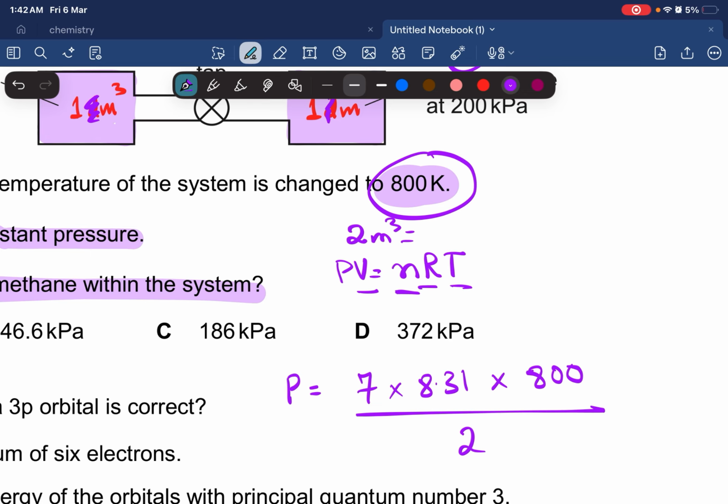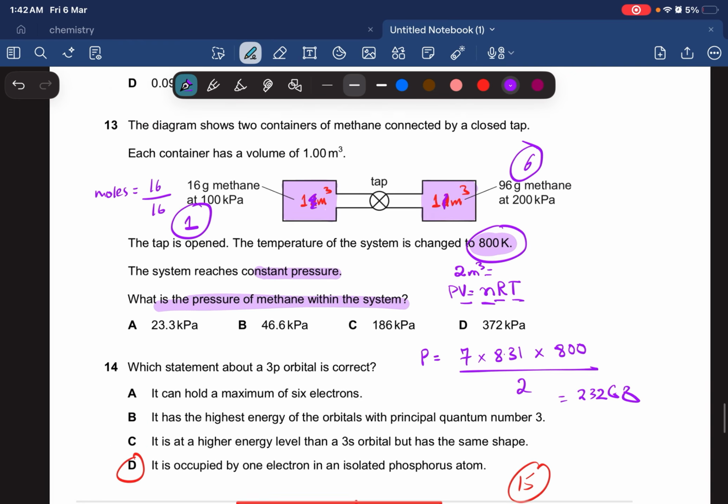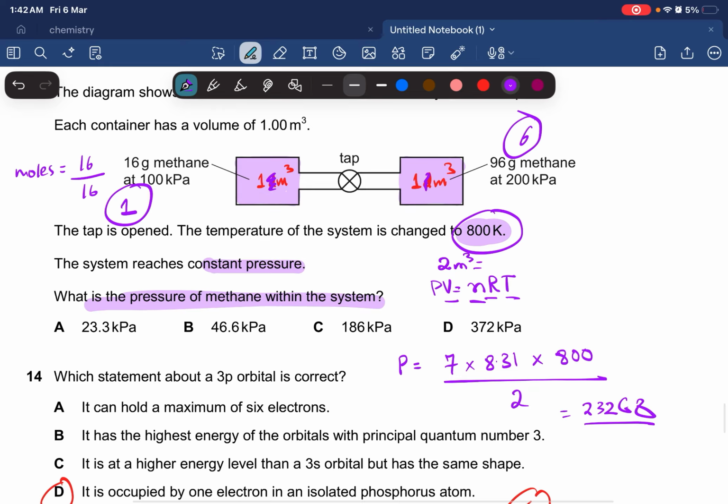8.31 times 800 upon 2. That gives me a volume pressure of 23268, and converting it into kilopascals, I'm going to divide it by 1000, and then I'm going to get 23.268 kilopascals, which matches my option number A. So that's how you do it.